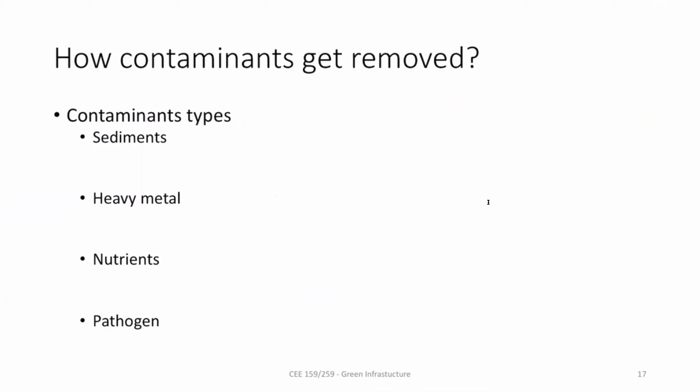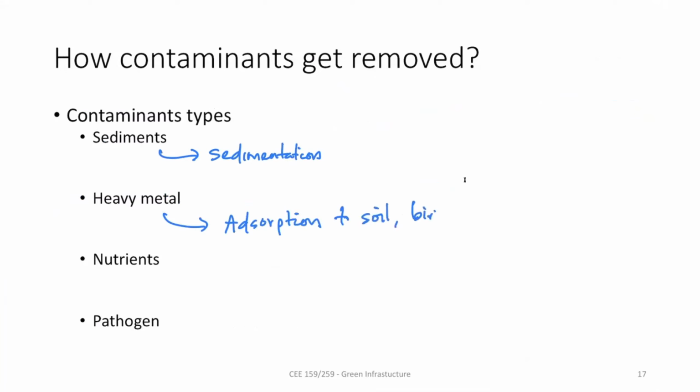So if I ask you a quiz question where I ask how contaminants get removed, for sediments, what is the mechanism, you write sedimentation or settling. For heavy metals, it's really adsorption to soil, biomat. Okay, there is some plant uptake, but this is low efficiency. So this is the reason mostly that occurs.